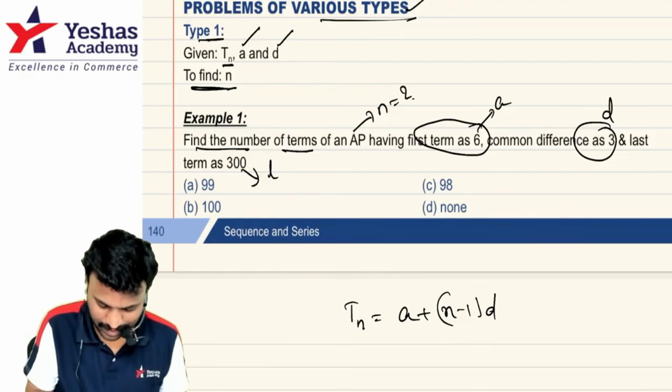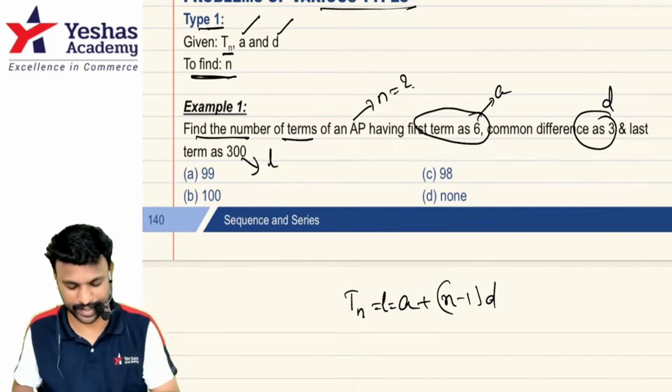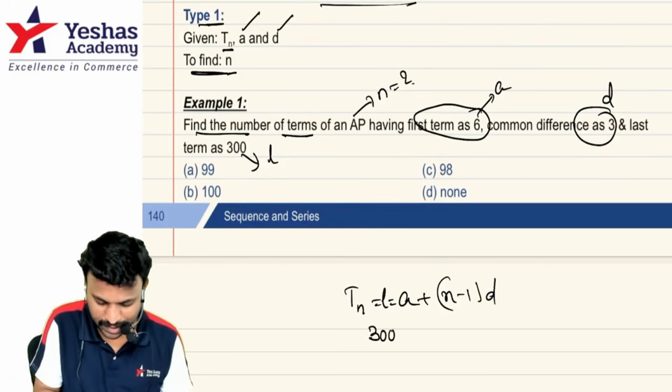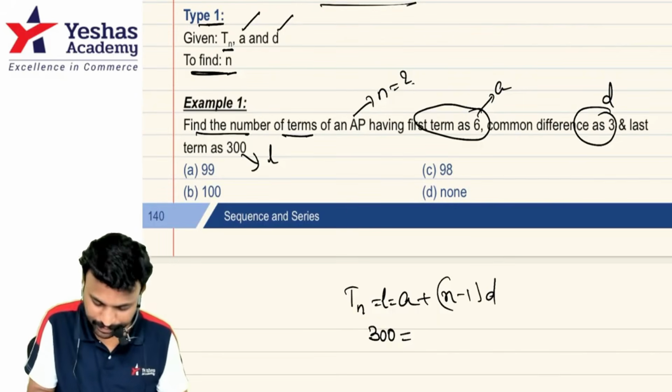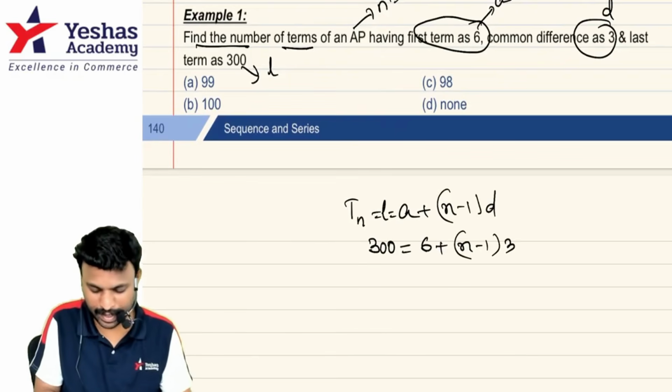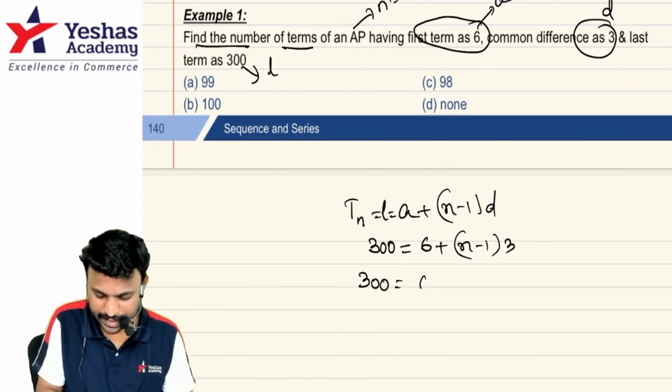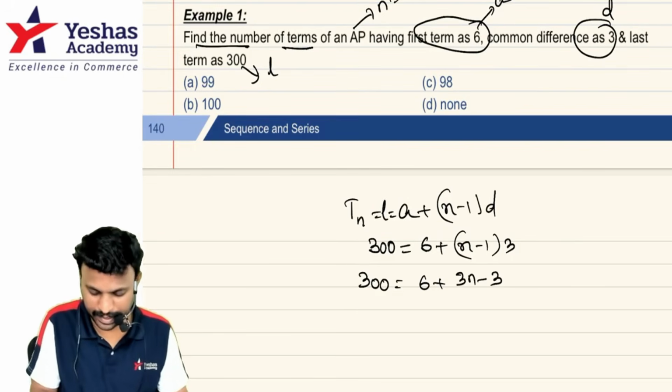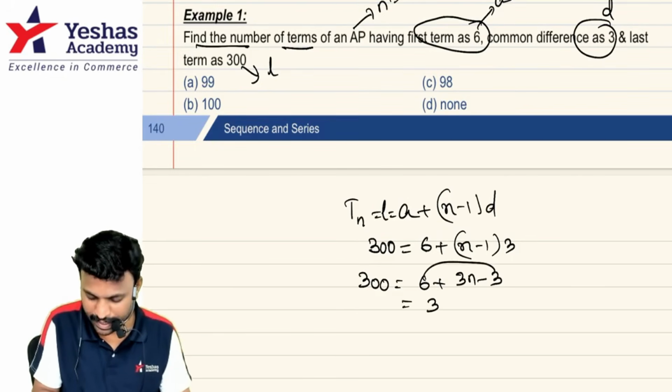Yes or no? Last term and Tn are one and the same. Let me substitute for last term, which is 300. What is A? 6. And n we need to find. D is what? 3. Let's remove the brackets and simplify. 6 plus 3 into n is 3n. 3 into 1 is 3. Next, 6 minus 3 is 3. 3 plus 3n is equal to 300.